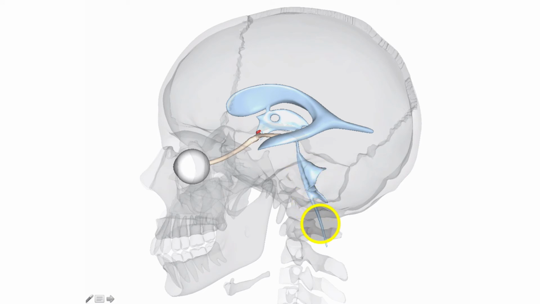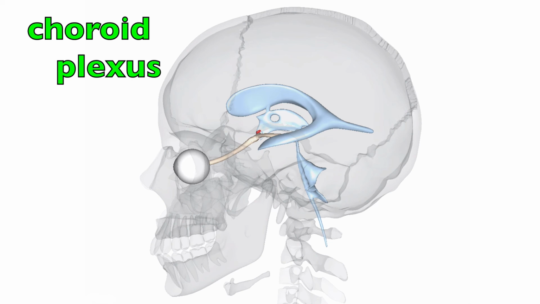The function of the ventricles is to house cerebral spinal fluid, which is produced by a collection of ependymal cells known as the choroid plexus. Cerebral spinal fluid provides buoyancy to the brain, it provides protection to the brain, and it helps rid the brain of toxins and maintain the chemical stability of the brain.